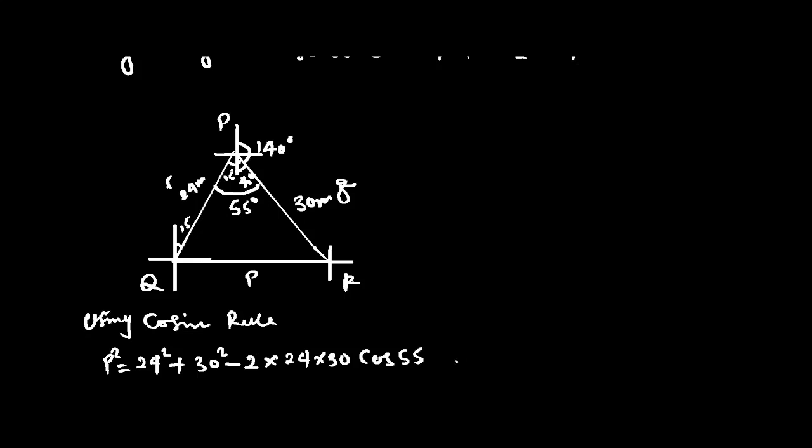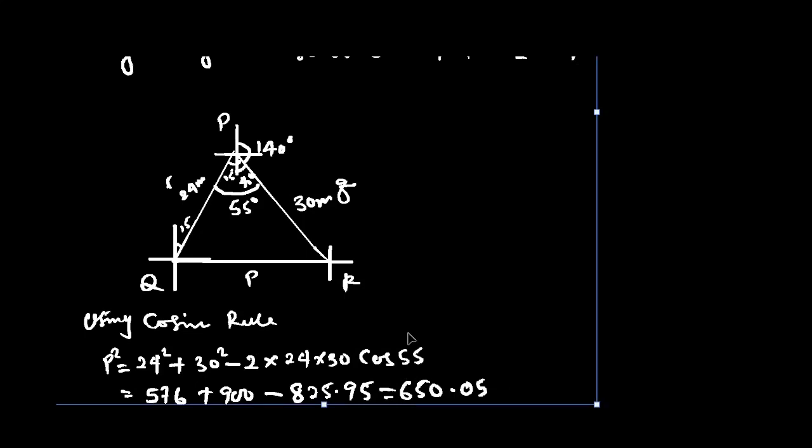Are you following now? So this will give us 24 squared, that will be 576, plus 900, minus, if you multiply all this together, so this is in the first quadrant, so there's no issue, so this will be what? 825.95. So I multiplied everything together, including cos 55. So this is going to give us 650.05. All right, so this is what we have. I'm trying to manage time.